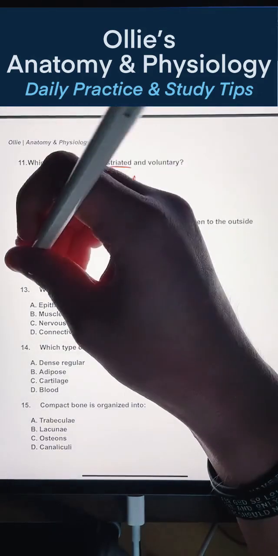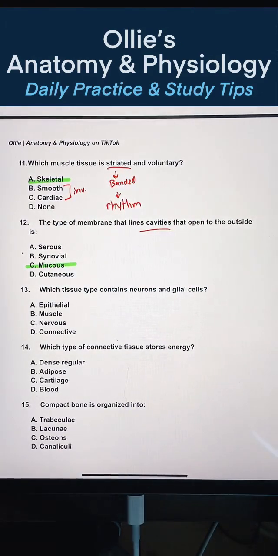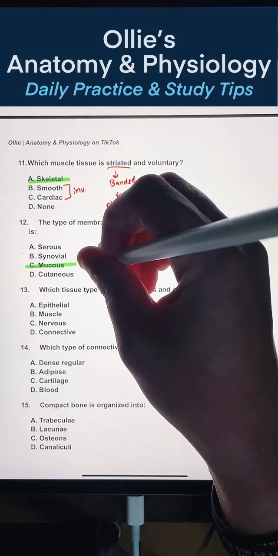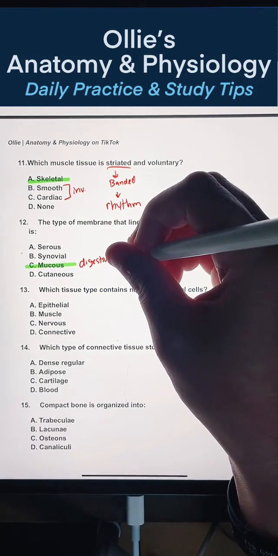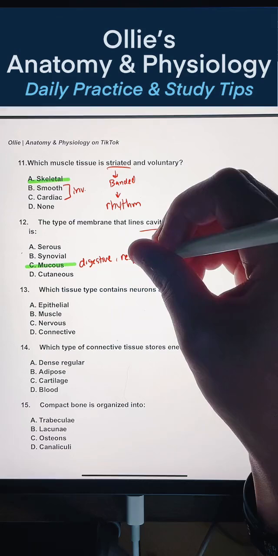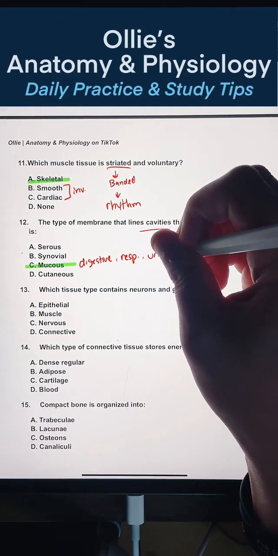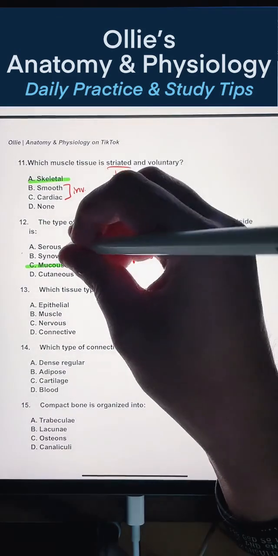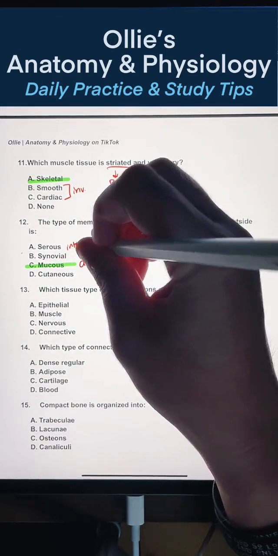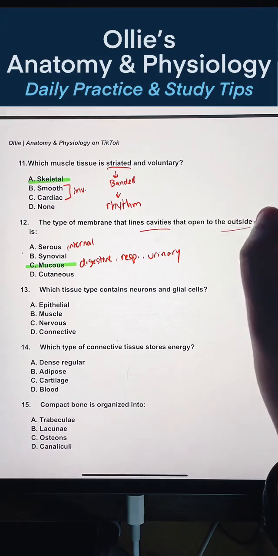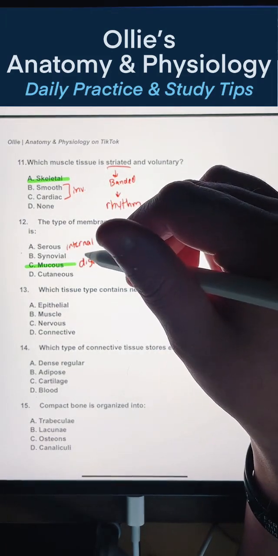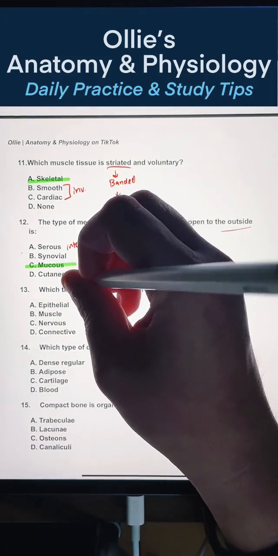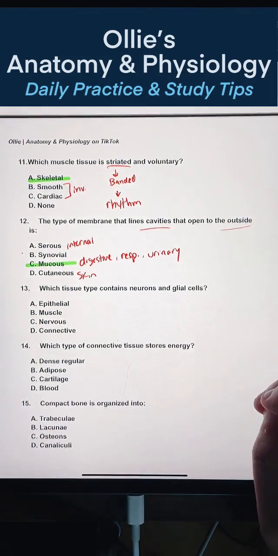But number 12, the answer is C. It is mucus. Mucous membranes line our digestive tract. They line our respiratory and urinary tracts, etc. Serous is going to line internal body cavities, not external. Synovial is going to line joints, and the cutaneous refers to our skin.